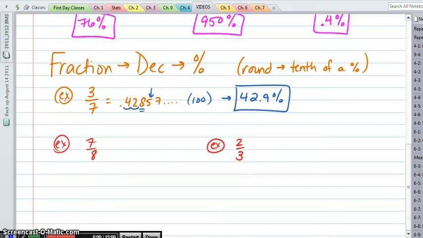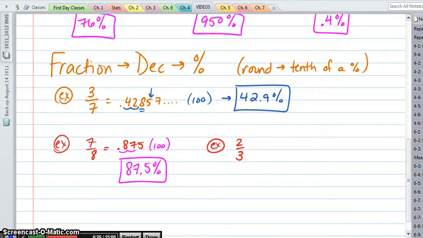Okay, so 7/8. When you do this division, you do get 0.875. Again, you do not round to the nearest tenth until after you've made this a percentage. We will get 87.5%. And that makes sense because, again, if you've gotten 7 out of 8 on a quiz, you've gotten a pretty high score, 87.5%.